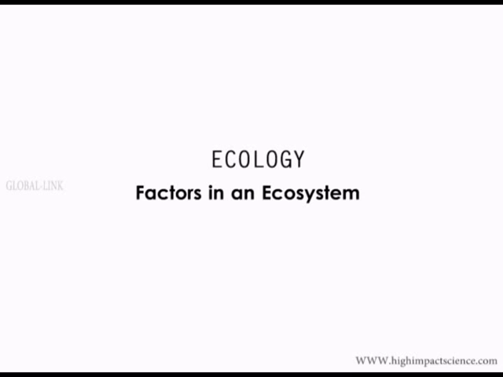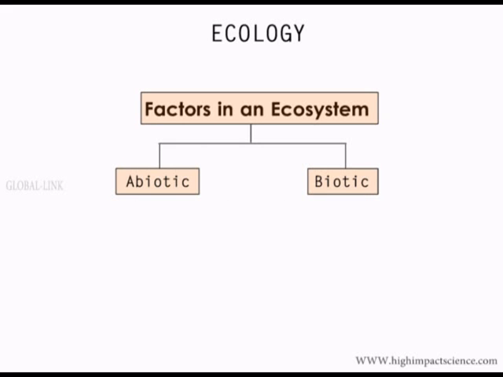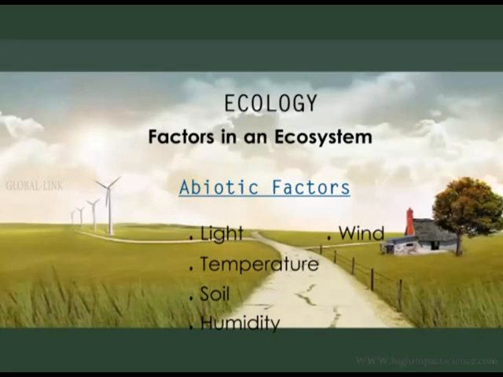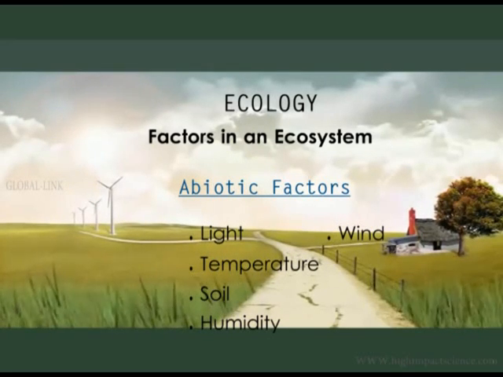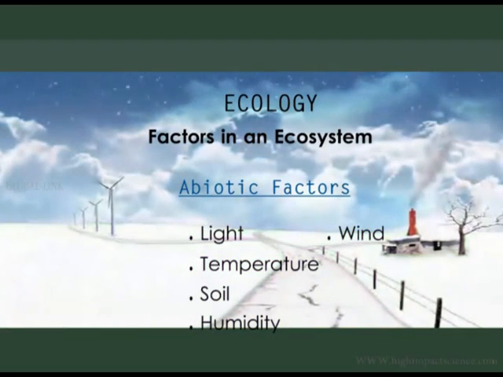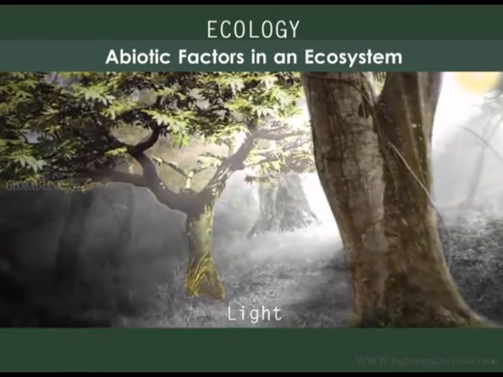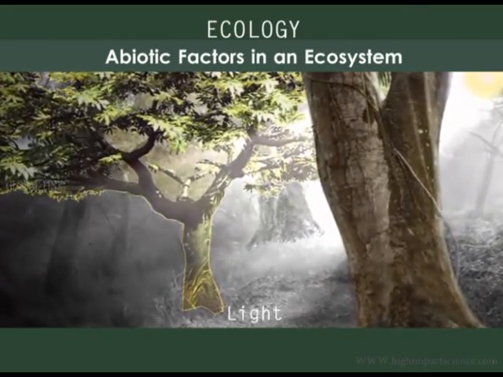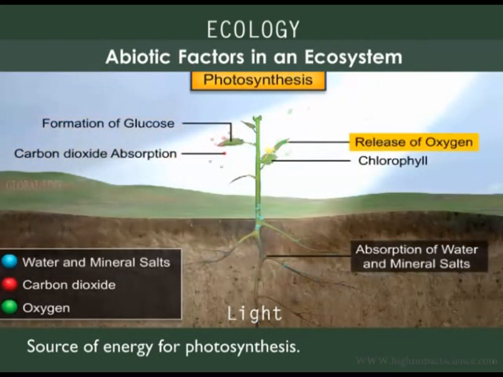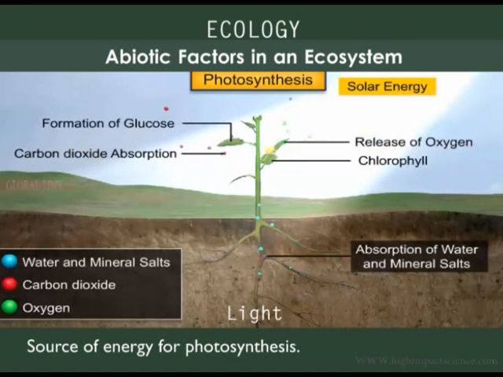Next, we look at factors in an ecosystem. Factors in an ecosystem are classified as abiotic or non-living and biotic or living factors. Abiotic factors include light, temperature, soil, humidity, wind, and others. The sun is the main source of light. Photosynthetic organisms like plants depend on light energy for photosynthesis to make their own food.